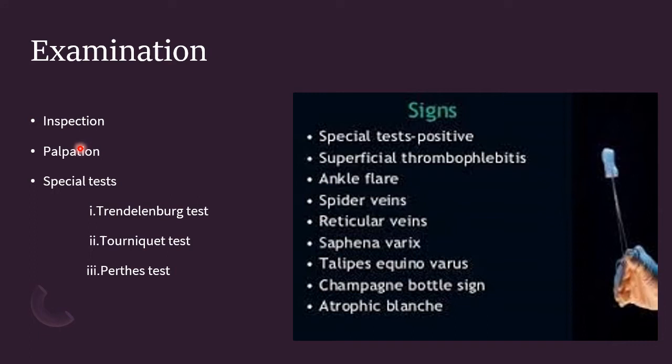Then on palpation, you palpate these dilated veins, and also palpate for any defects along the course of the vein to suggest incompetent perforators. In relation to palpation, you do some special tests. There are quite a number of tests available, but the most important will be the Trendelenburg test, the tourniquet test, and the Perthes test.